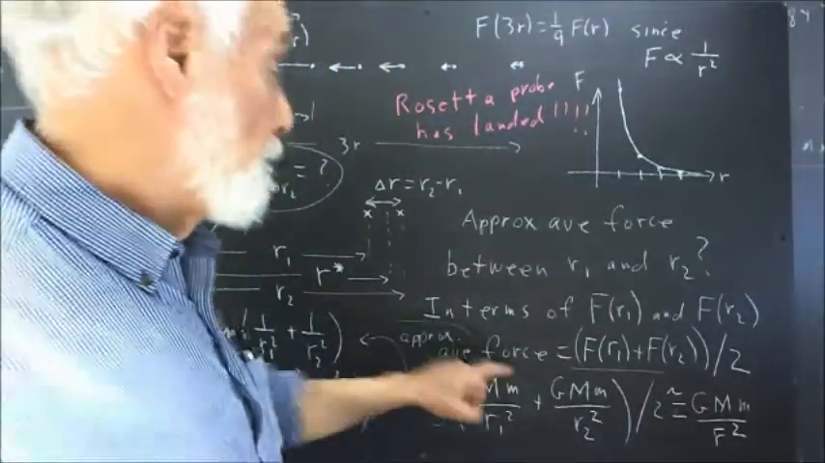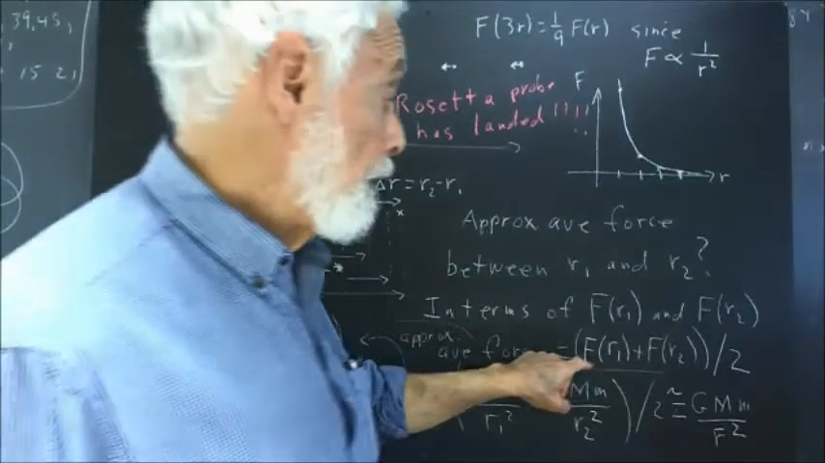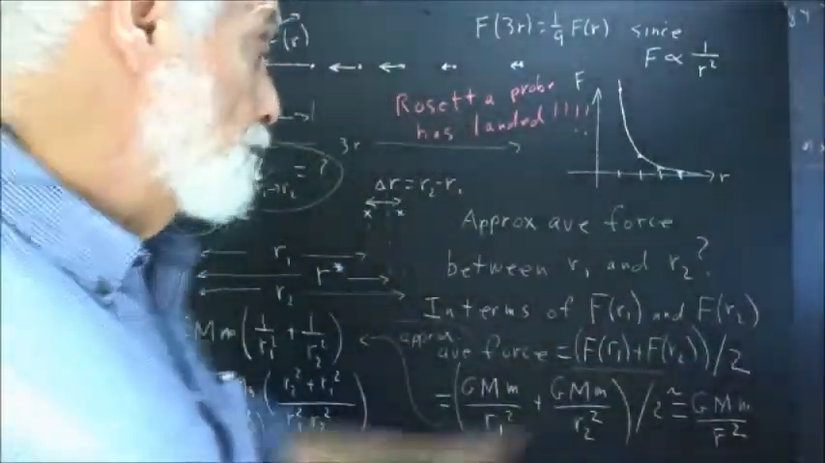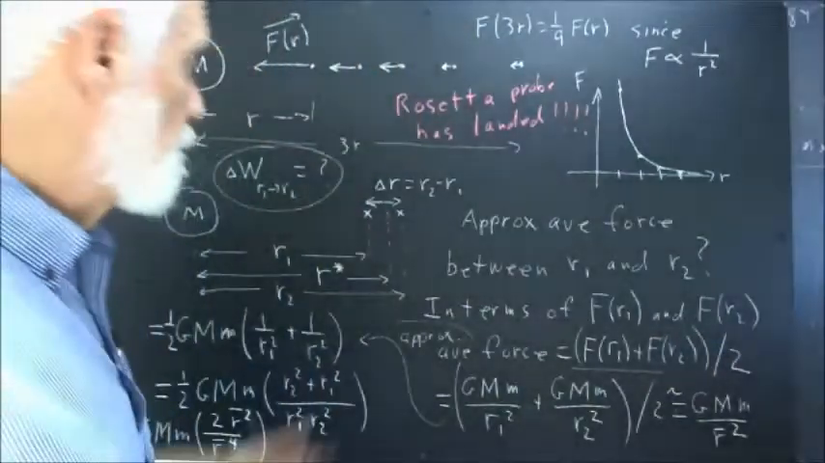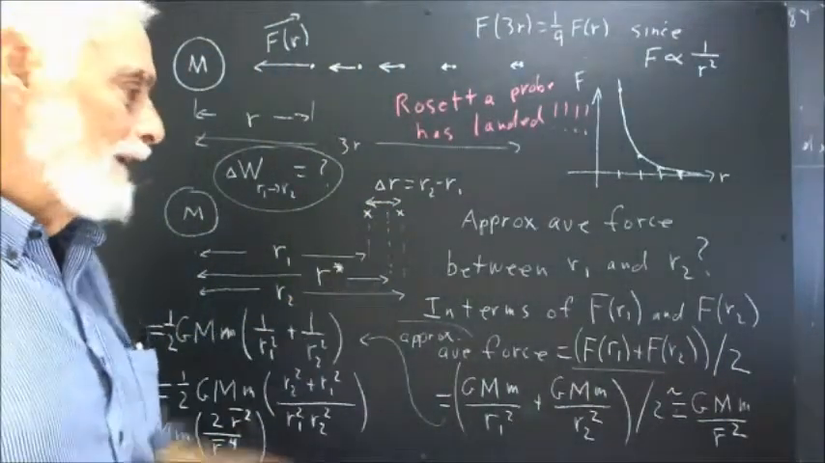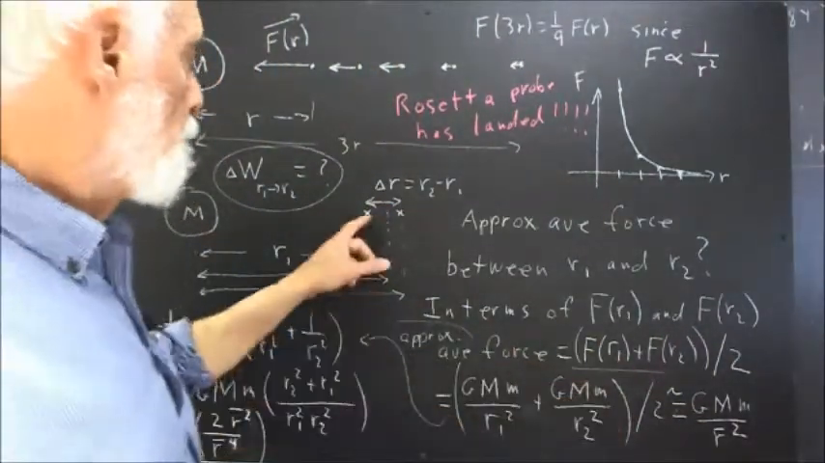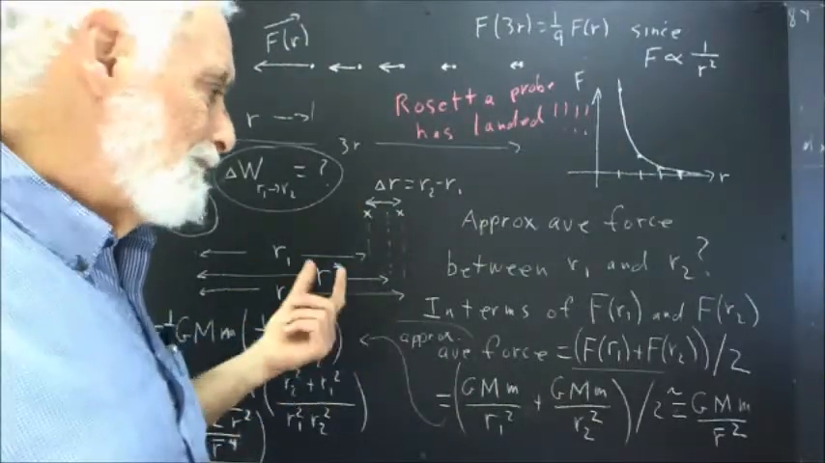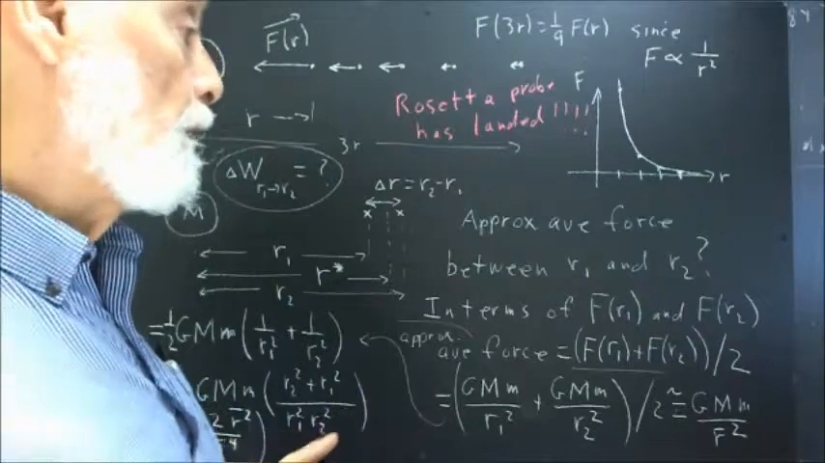In any case, the approximate average force would be F of R1 plus F of R2, quantity divided by 2. You just average the two forces. If this is a small interval, that's going to be close enough, because if the interval is small, the two forces are not going to differ by much anyway.